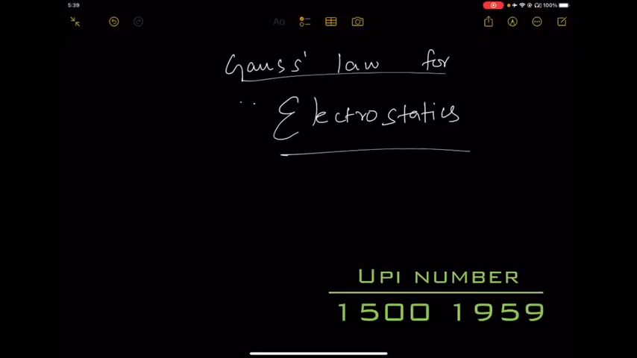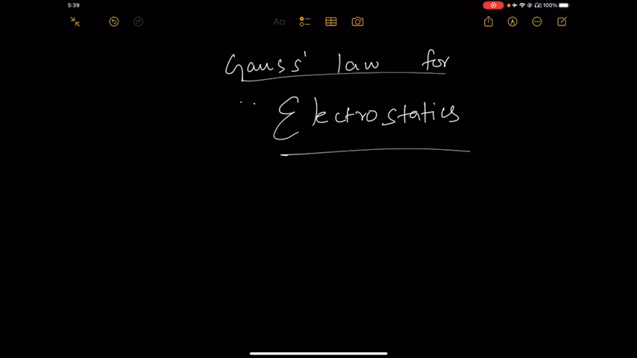Okay, friends. So this is a video on Gauss law for electrostatics. Gauss law, if you see, is basically defined as the total electric flux, given by E dot surface area.